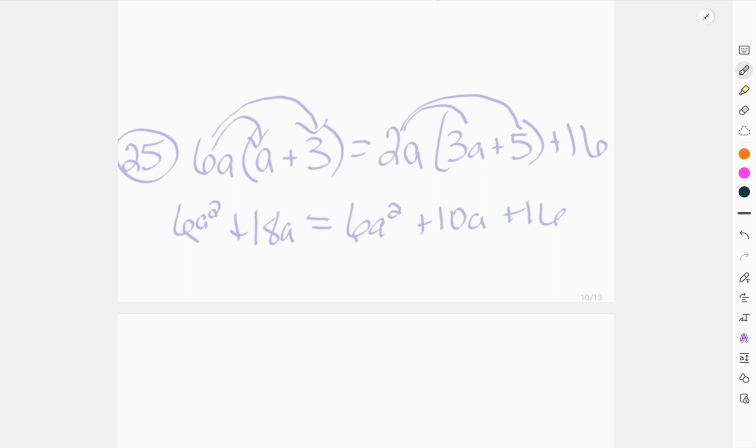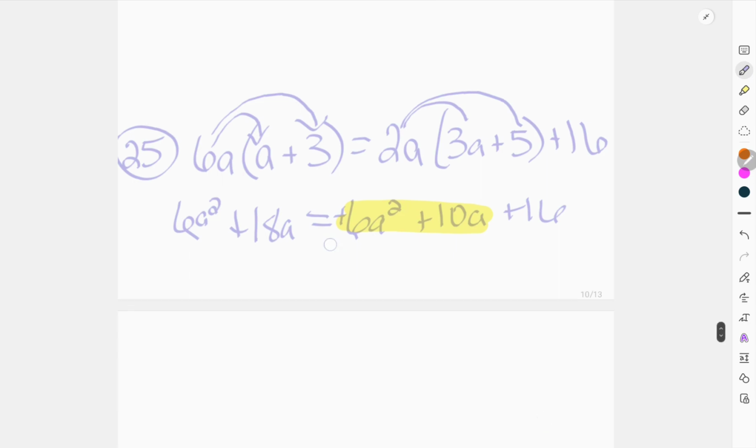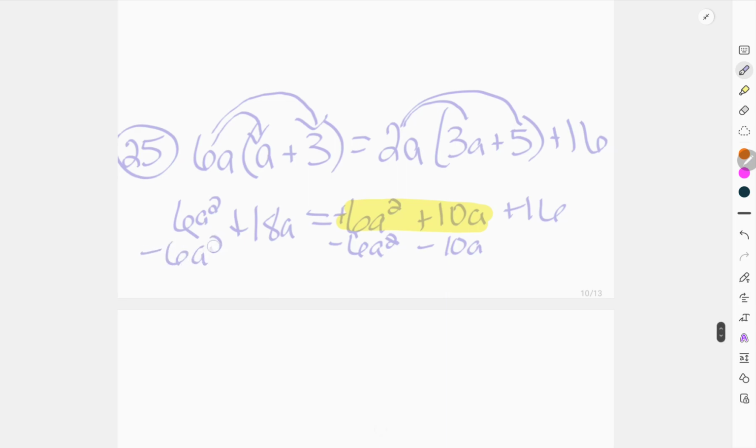So what I want to do is I want to move this 6A squared and this 10A over to the other side of the equal sign. And how do I do that? I do it by performing the opposite action. So both of these are positive, so I'm going to subtract both. Negative 6A squared, negative 10A. If I do it to one side, I have to do it to the other.